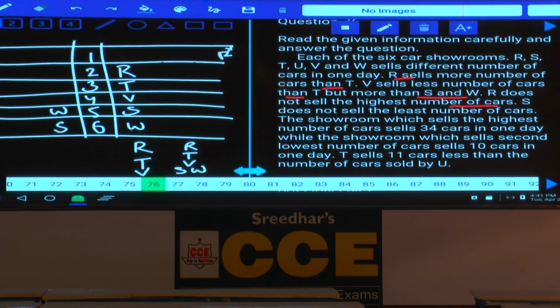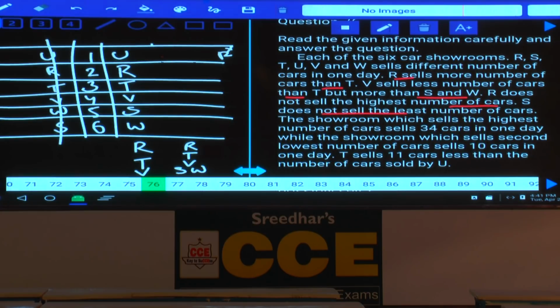Then R, T and V. Then which is left over here? U is left over, so U must be at the first place, here also U must be at the first place. Then S does not sell the least number of cars. As S does not sell the least number of cars, the second case is not possible. Now we are left with only the first case.